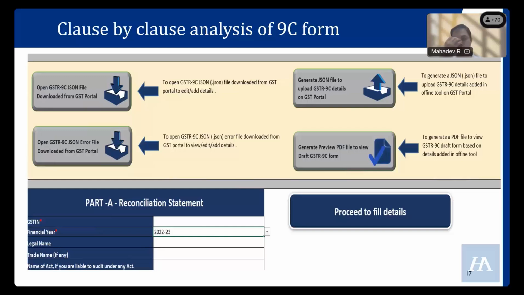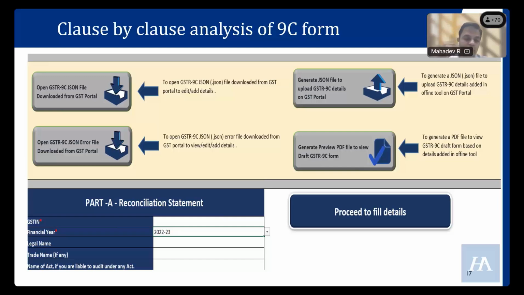Now we'll see the clause by clause analysis of the GSTR 9C form. Part A is quite simple. We have GSTN, financial year, legal name, trade name. So the legal name can be, one example is, ANI Technologies. The trade name can be Ola.